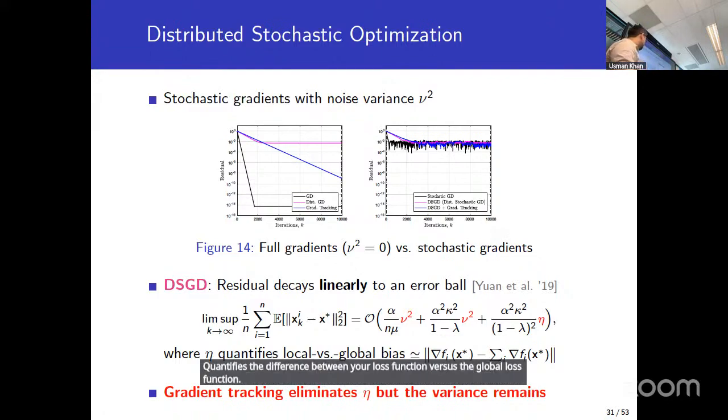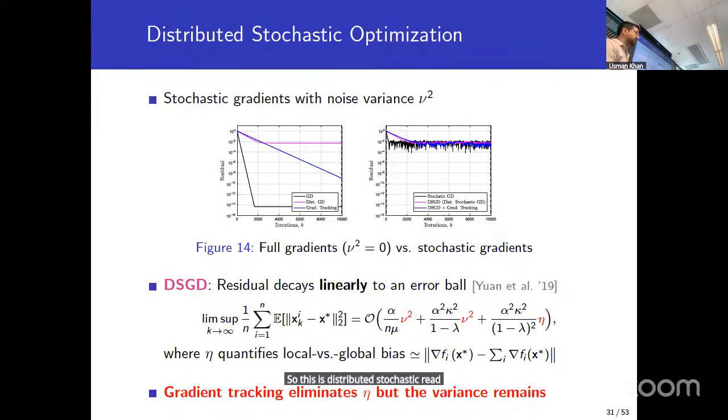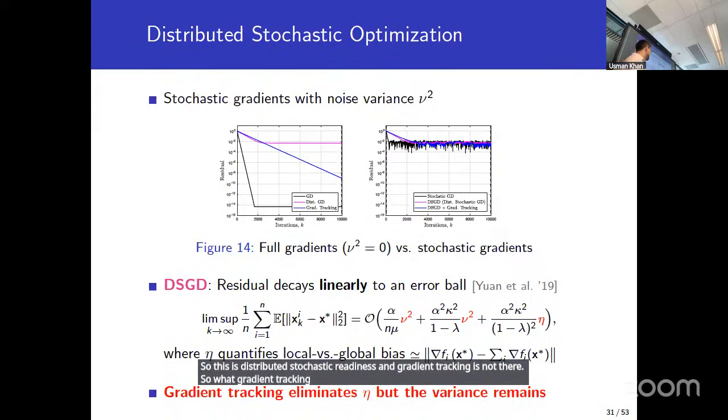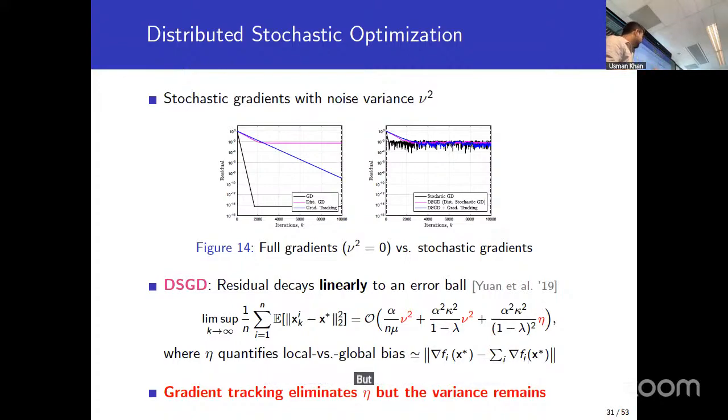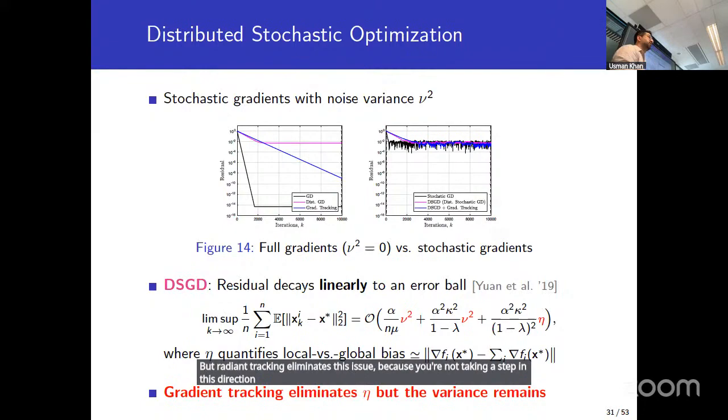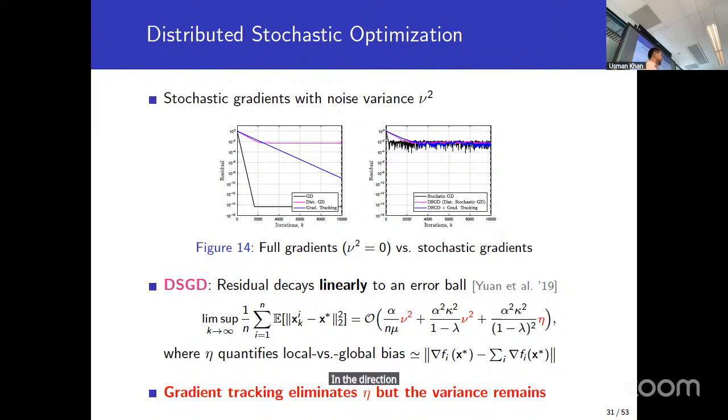So this is distributed stochastic gradient descent. Gradient tracking is not there. What gradient tracking does, first of all, for non-stochastic problems, the variance is zero, so the first two terms are not there. But gradient tracking eliminates this issue because you're not taking a step in this direction. You are taking a step in the direction which is asymptotically the same as the global gradient, right?